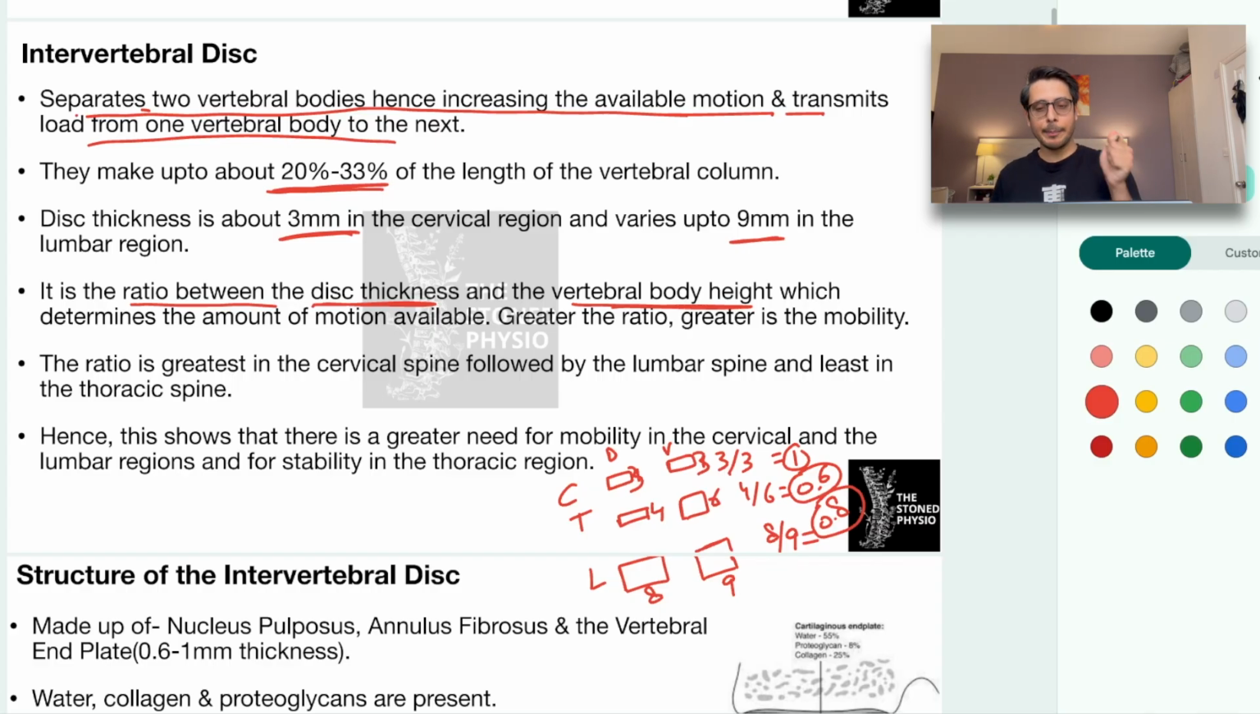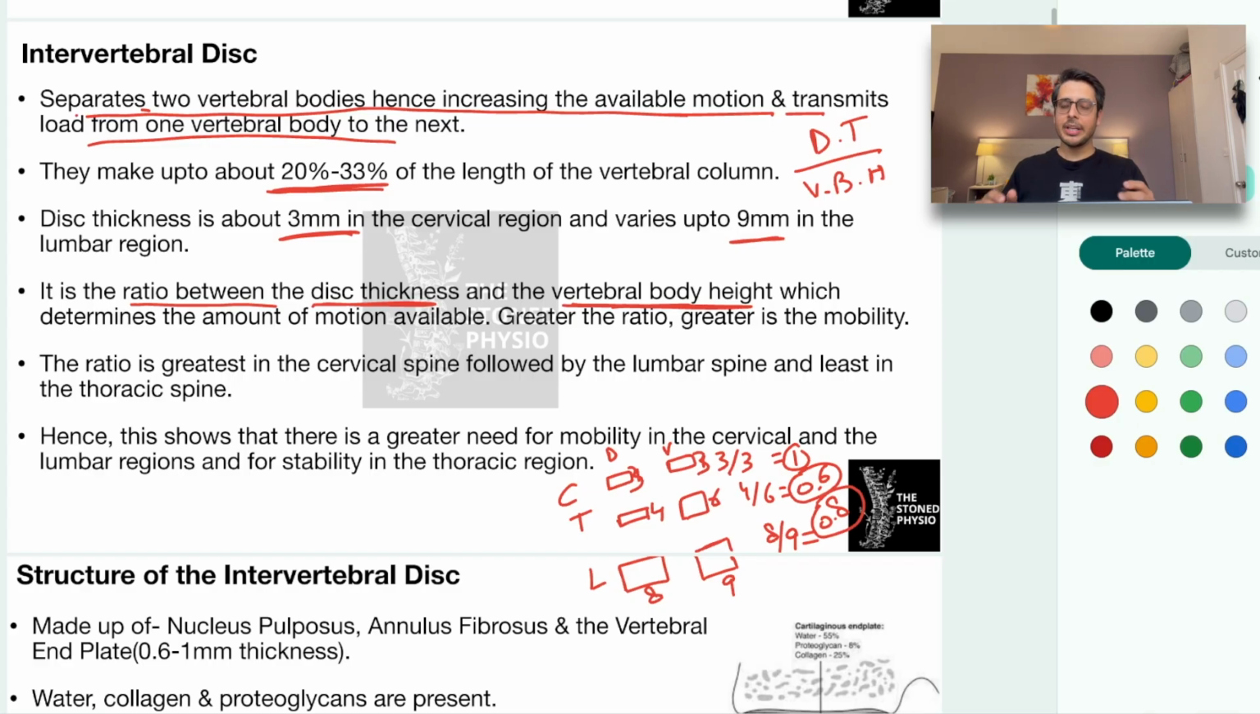So now coming back to the fact that it's the ratio between the disc thickness and the vertebral body height. Let's discuss this. In the numerator, the top part of the ratio, it is supposed to be the disc thickness, which I'll put as DT, and the denominator is supposed to be the vertebral body height.